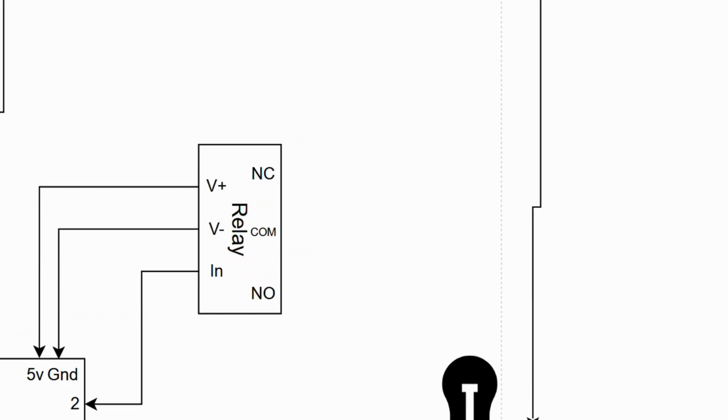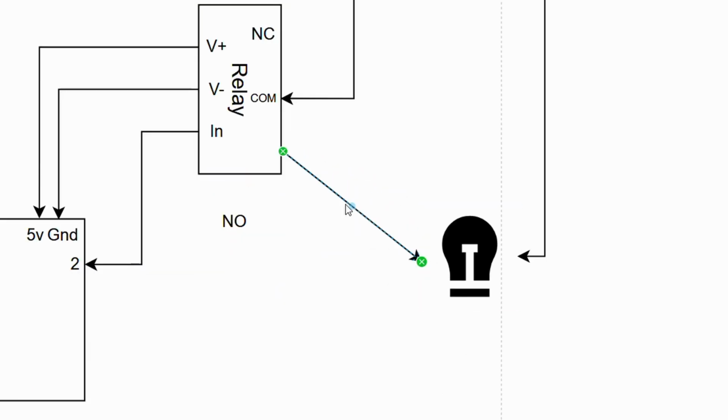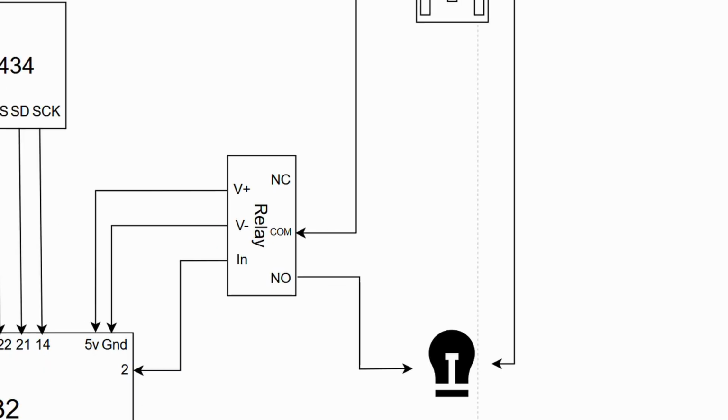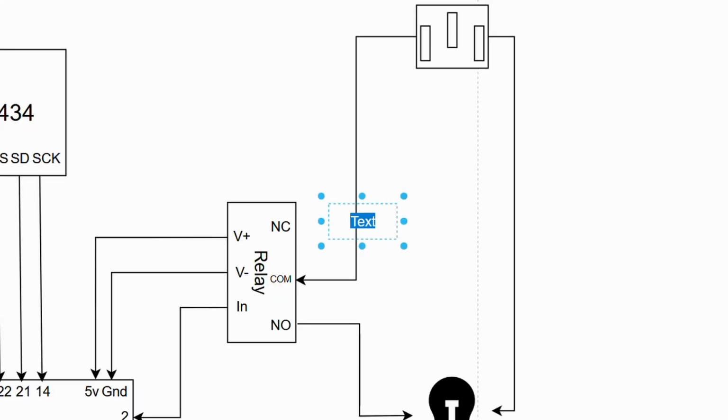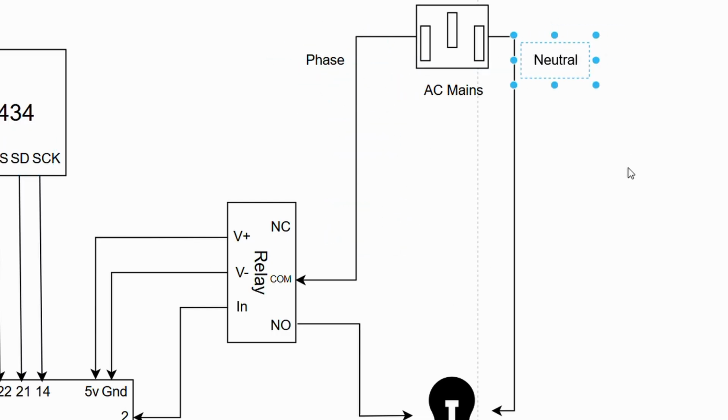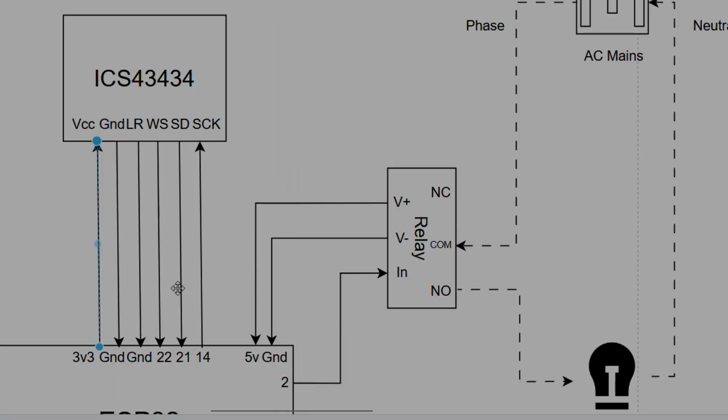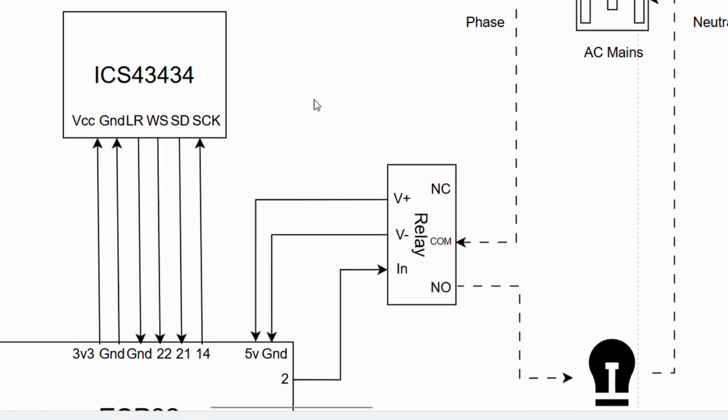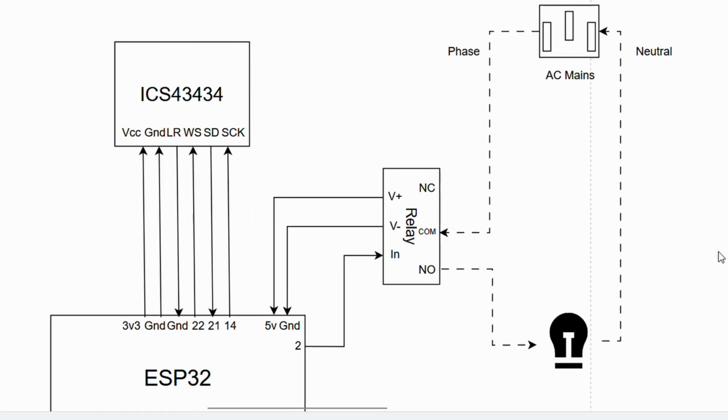to ground. On the AC side, we have neutral from mains connected directly to the bulb. The phase from the mains goes to the relay COM connector, and the NO or normally open connector is connected to the other end of the bulb, thereby completing the connection. Note this is a live AC connection, so be careful, unless, of course, you are this guy.